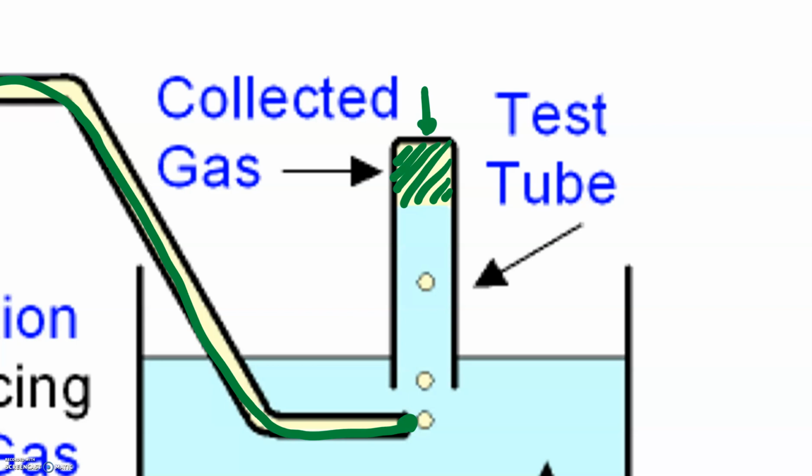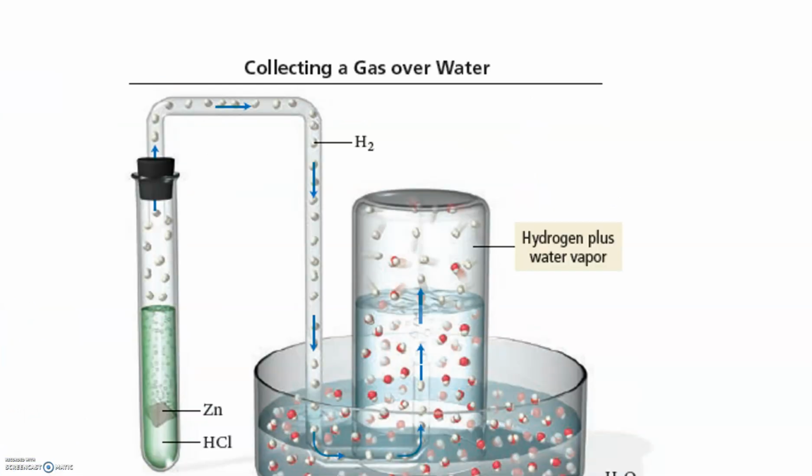So let's take a closer look at what this space above our water trap looks like, because most of the space above this water trap is the gas that we've collected, but there's something else. Let's look in a little closer. Okay, here's a bit more detail. Let's say that the reaction we were using reacts zinc plus hydrochloric acid, and when you're done, you get zinc chloride and hydrogen gas.